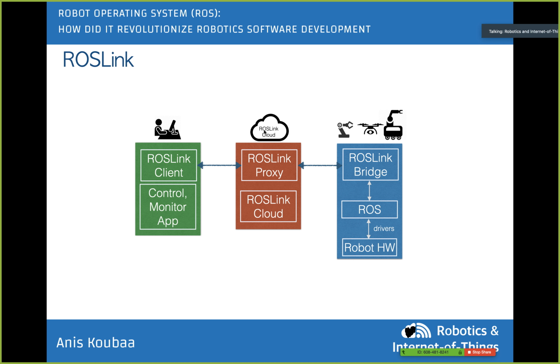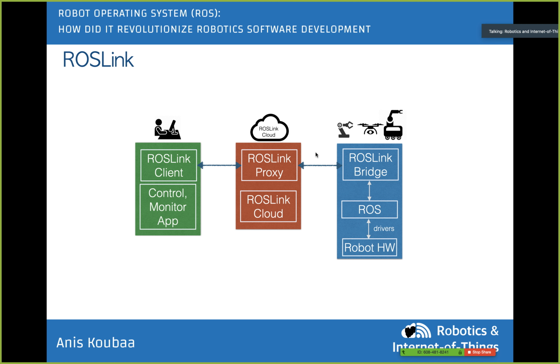So this is the ROS Link basic architecture. You have a robot, which is the hardware, and on top of it you have ROS. We build the ROS Link bridge, which is another ROS node that subscribes and publishes to all the topics of the ROS ecosystem, serializes all the messages, and sends them to a cloud server through the ROS Link proxy. The ROS Link proxy is a server that receives messages and forwards them to the client. The client has a ROS Link client API that allows them to receive all the messages about the robots, for example their states or locations, and also to send commands to make the robots move.